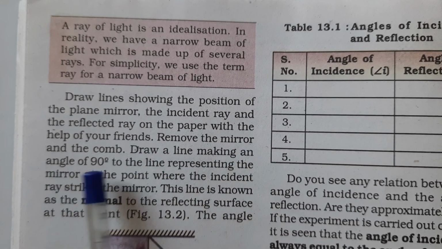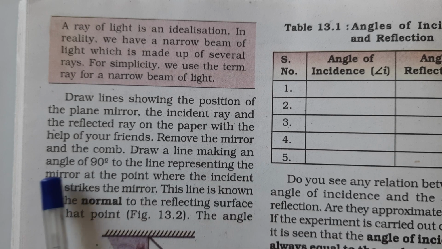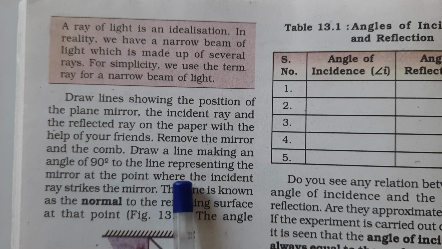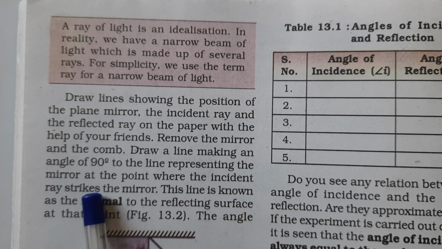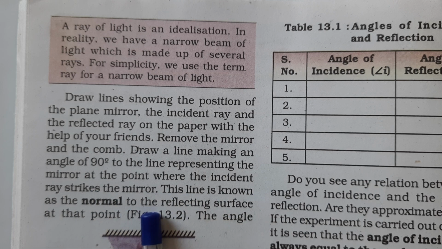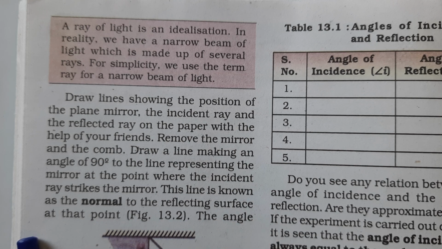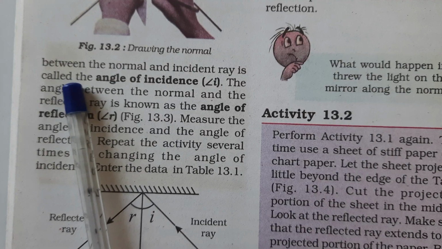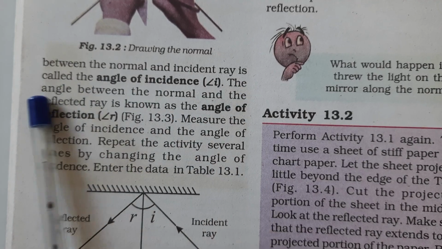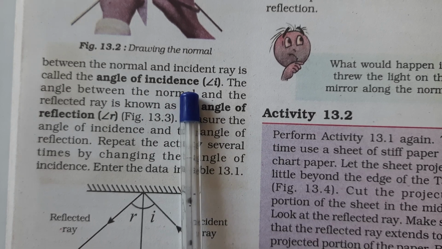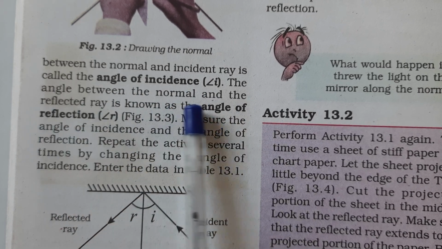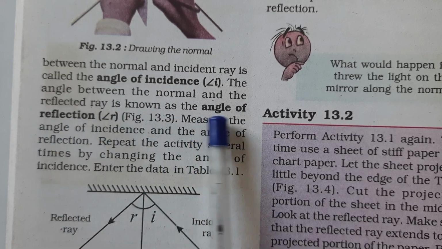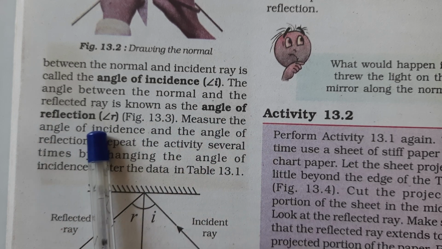Remove the mirror and the comb. Draw a line making an angle of 90 degrees to the line representing the mirror at the point where the incident ray strikes the mirror. This line is known as the normal to the reflecting surface at that point. The angle between the normal and incident ray is called the angle of incidence. The angle between the normal and the reflected ray is known as the angle of reflection.